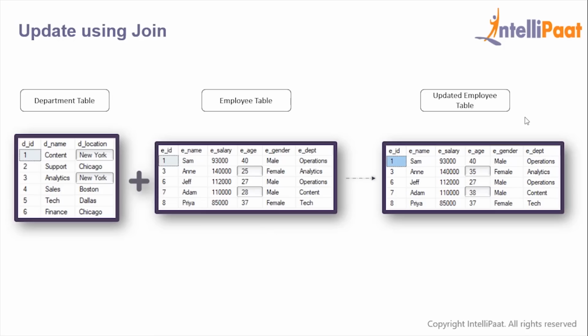So let's understand how we can use update with join. Here we have two tables, the department table and the employee table. Now I'd want to update the age value in the employee table wherever the department location is New York. So from the department table, we can find out that content and analytics departments are based in New York. So in the employee table, we'll update those age values where the department is either analytics or content. And after updating the table using the join statement, we see that these two values have been modified.